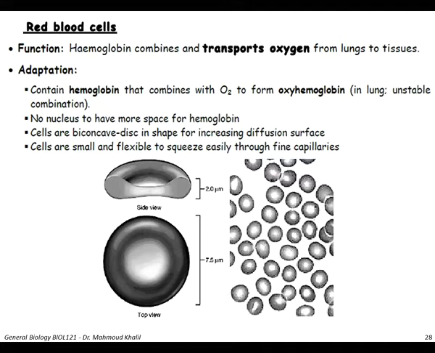These cells are adapted by the absence of the nucleus to leave more space for hemoglobin for binding to oxygen. And these cells as well have a biconcave disc shape to increase the diffusion surface, and they are very small, to enable flexible squeezing inside fine capillaries.